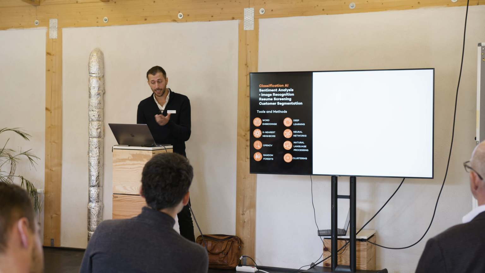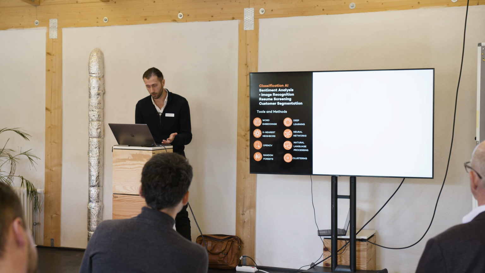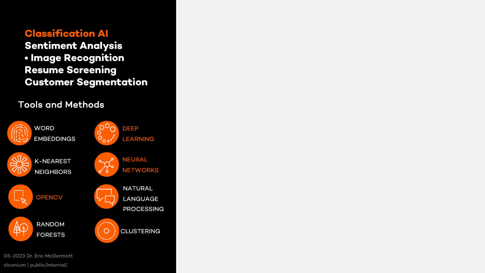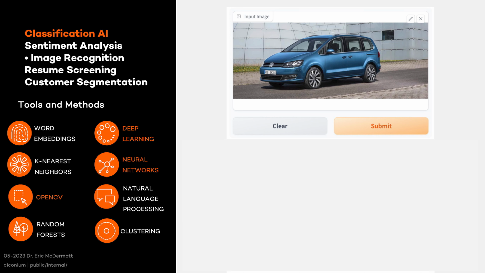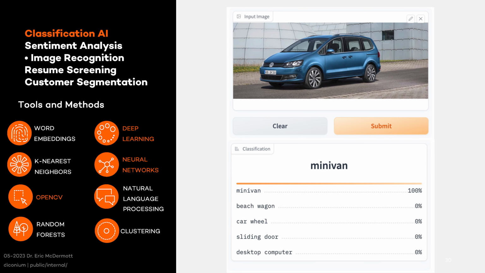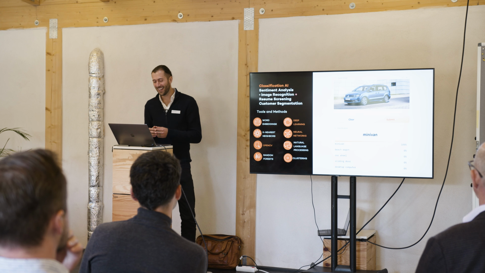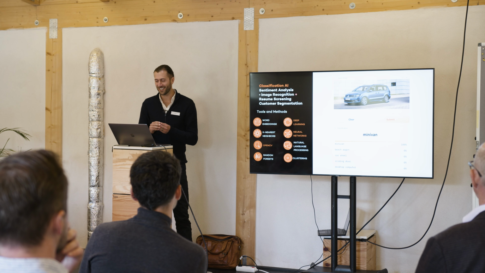So classification isn't only limited to customer groups, however. One of the most classic uses of classification AI is image recognition. Here, image recognition is very simple. We put in an image, and we say, hey, what is this? And it says, hey, that's a minivan. And that's correct. So this is a very straightforward way to do image recognition.